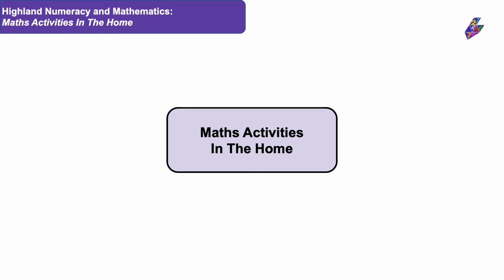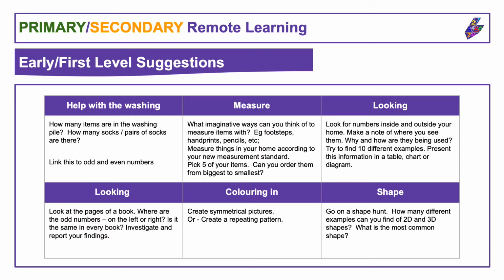For the section on maths activities in the home, the ideas are all things that can be carried out with a maths objective in mind, using materials commonly found around the home. Here's an example at early and 1st level to give you an idea of the type of content. Again, we've given the broad area that it relates to and a brief description of the activity. There are plenty of ways you could adapt and enrich these activities further if you wanted to.